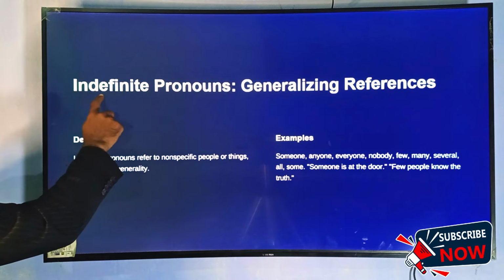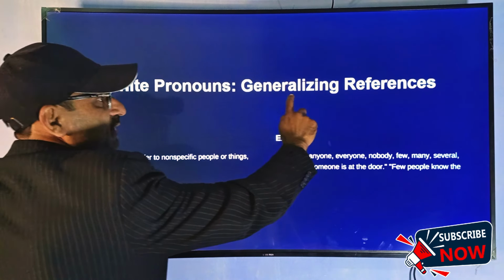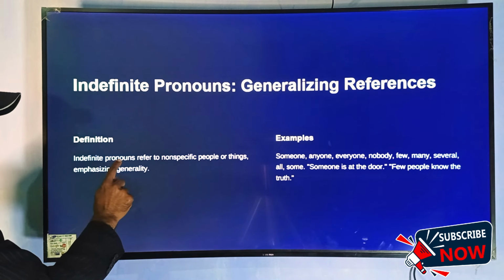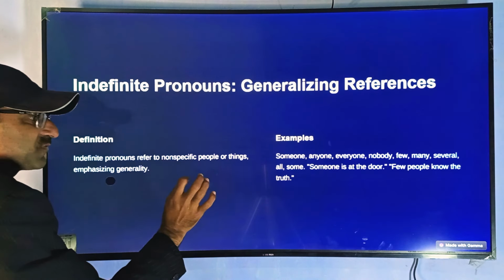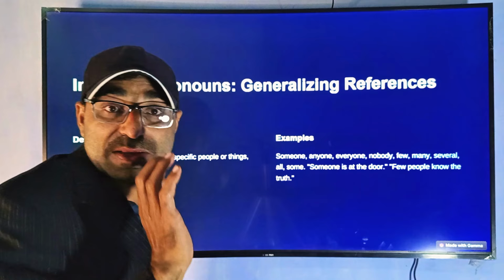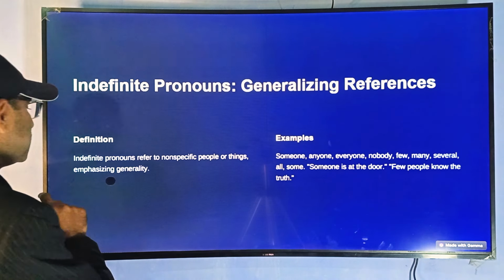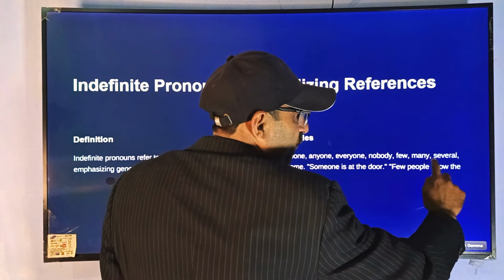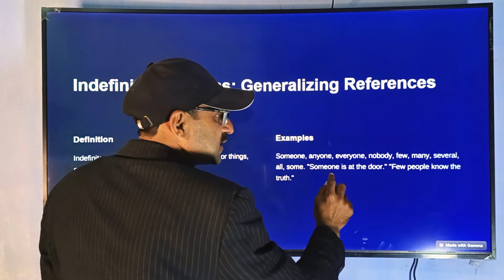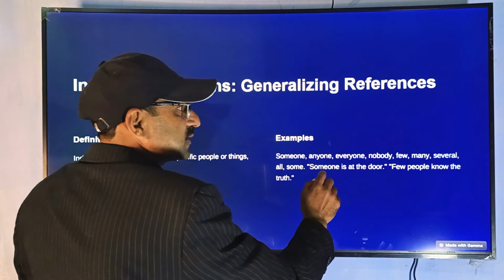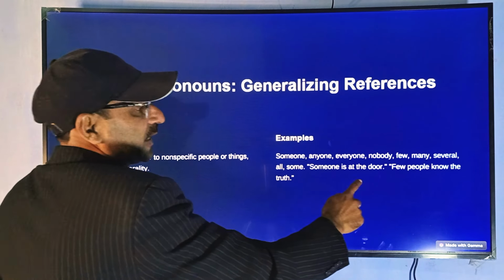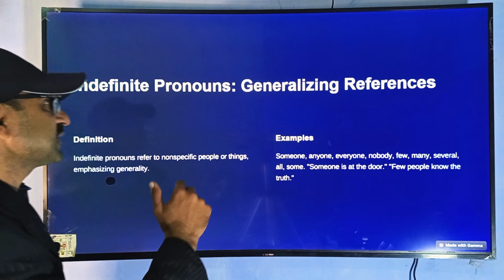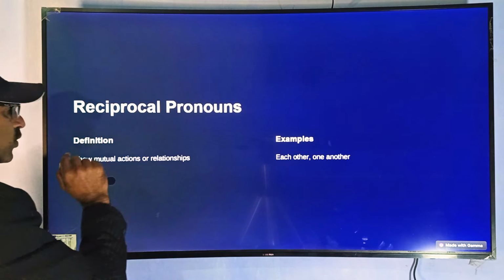Another type is the indefinite pronoun. Indefinite means generalizing references. The definition is that indefinite pronouns refer to non-specific people or things, emphasizing generality: someone, anyone, everyone, nobody, few, many, several, all, some. Someone is at the door. Someone is also called an indefinite pronoun. Few people know the truth.